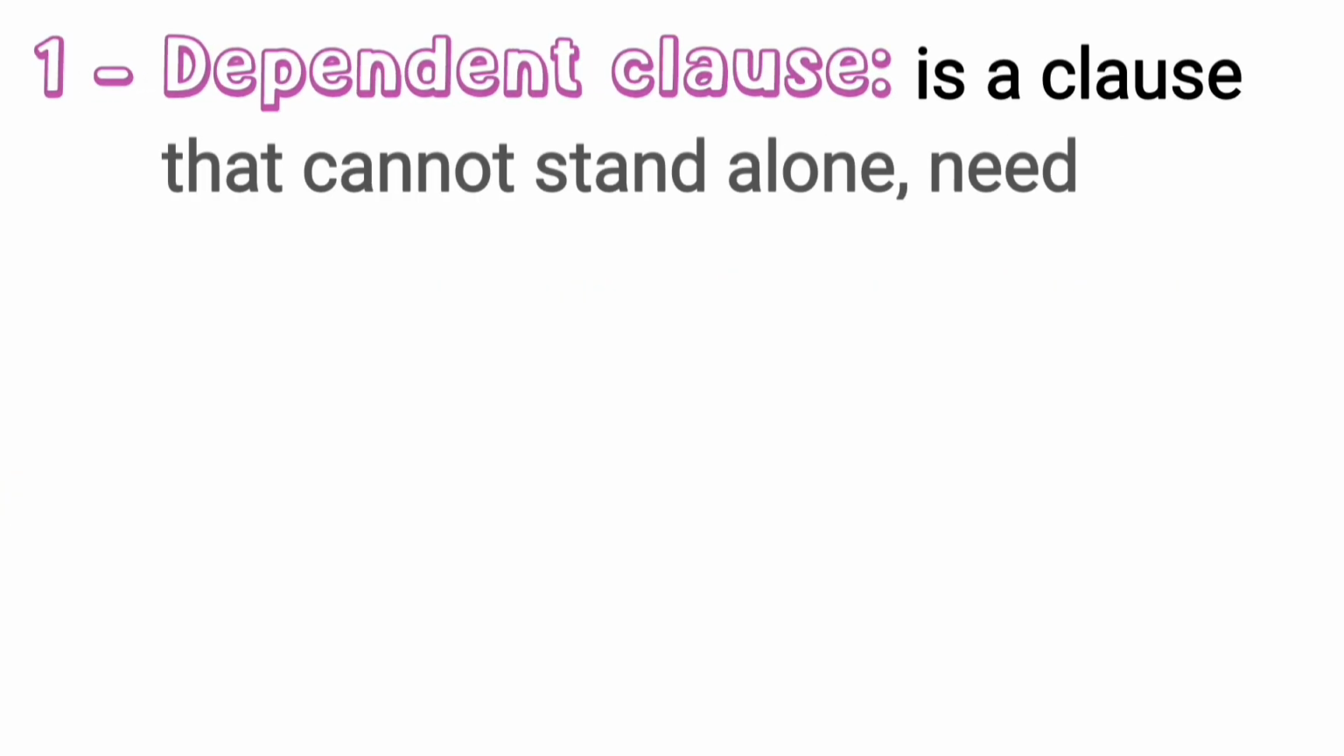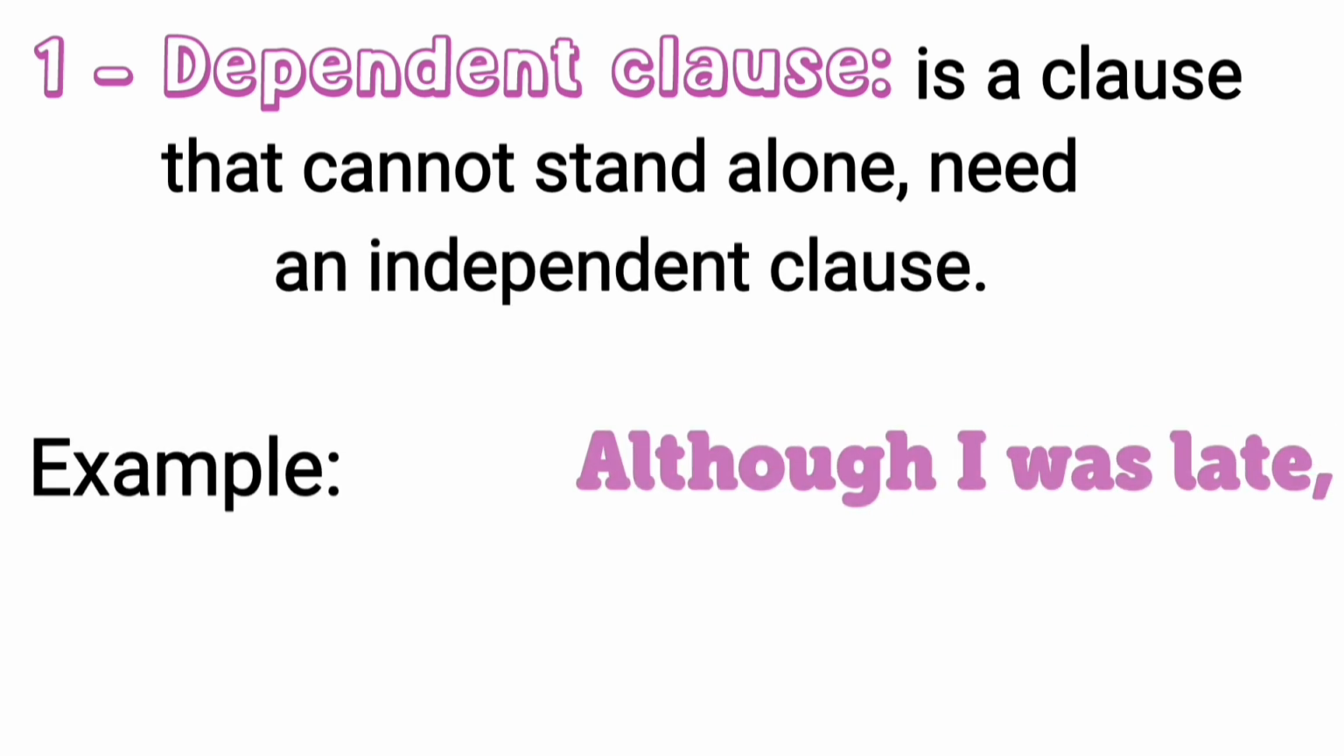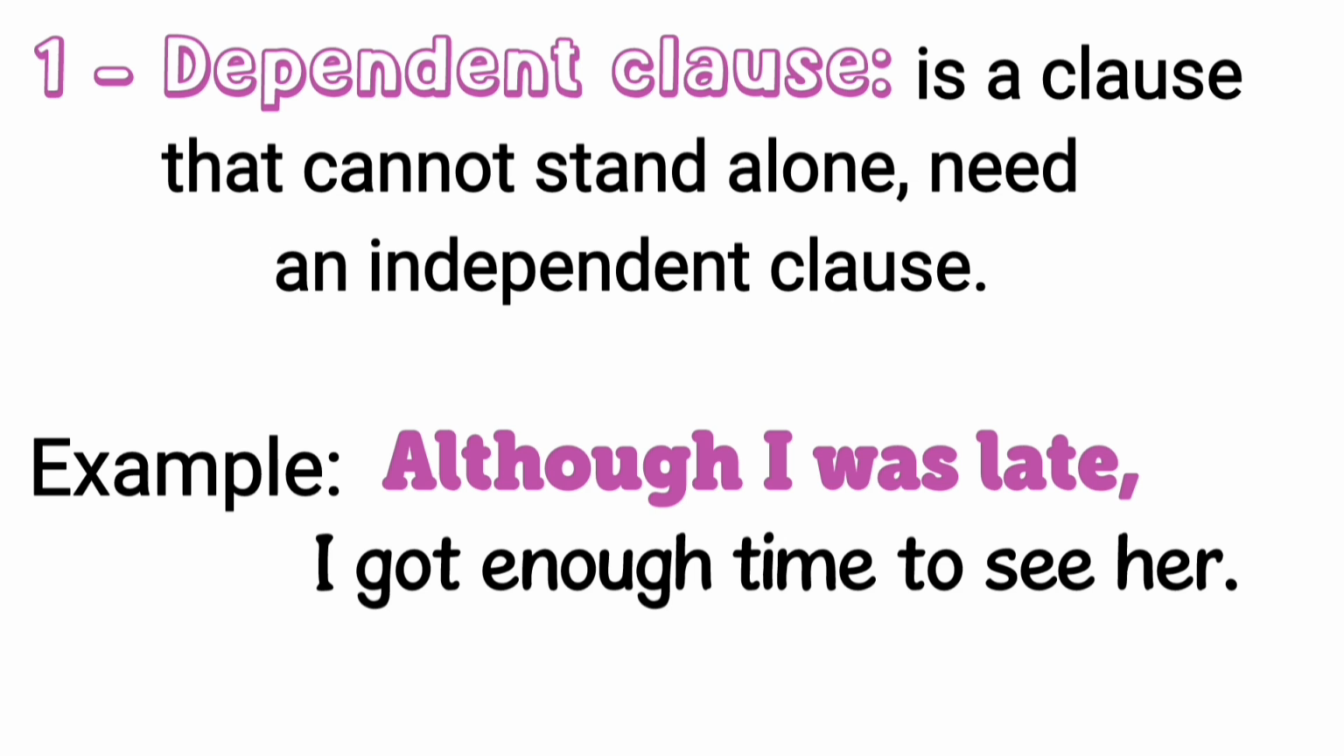First, a dependent clause is a clause that cannot stand alone and needs an independent clause. Example: although I was late, I got enough time to see her. In this sentence, the dependent clause is "although I was late," colored in pink. This clause is dependent, it cannot stand alone and needs the independent clause, "I got enough time to see her," to make sense.